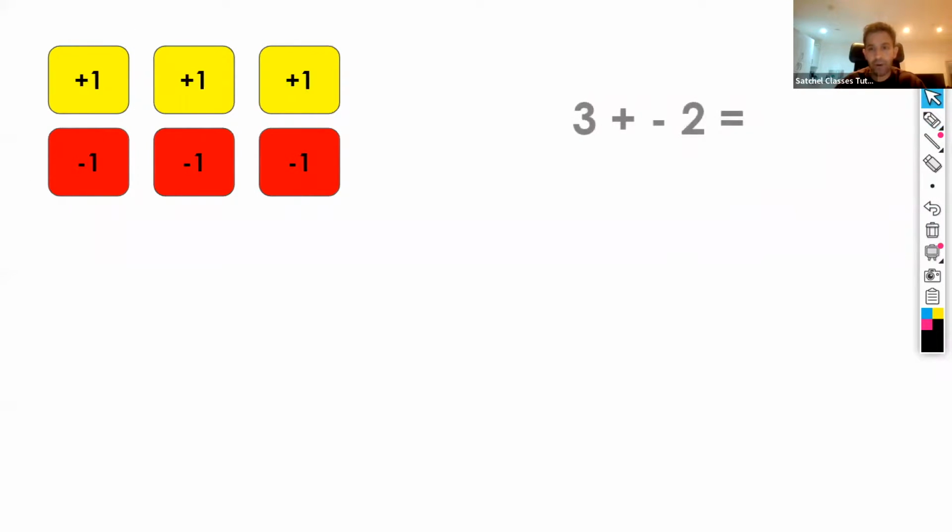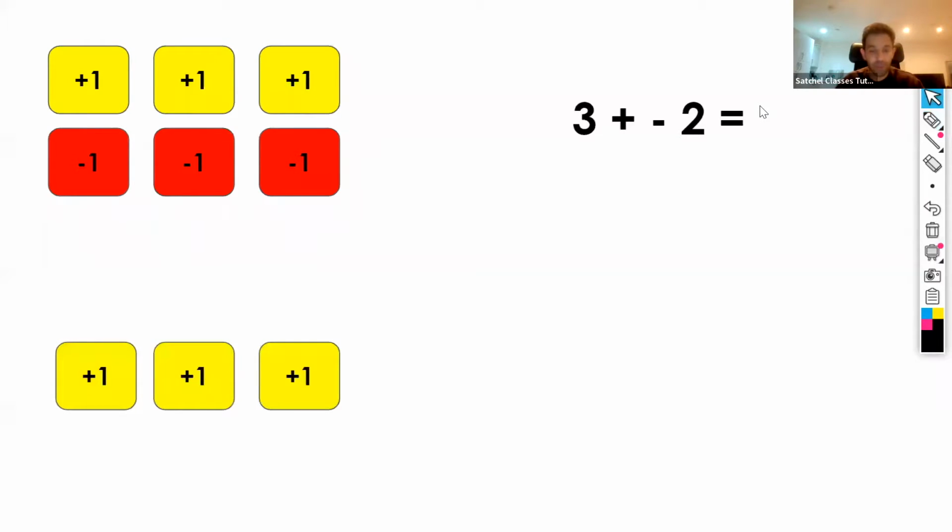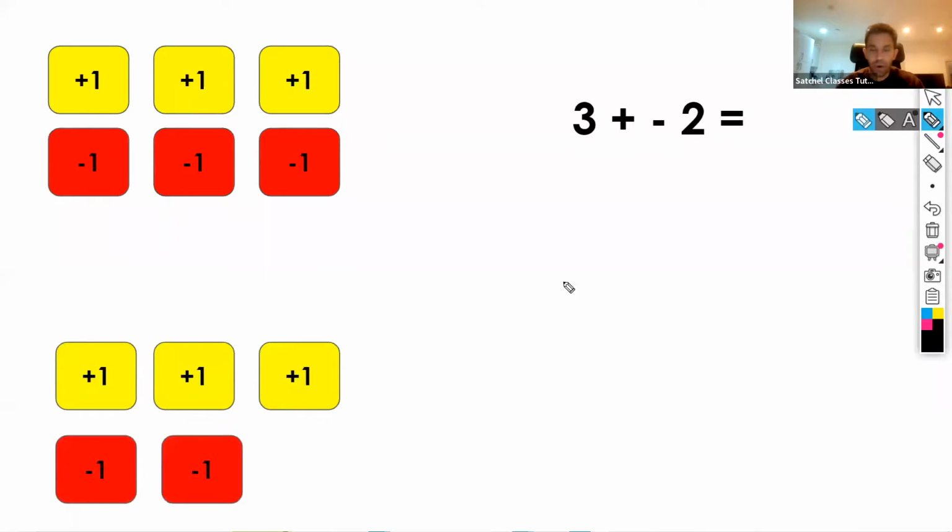Now, let's have a go at this question here. So 3 plus -2. Now, we're going to start with 3. And then what we're going to do is add -2. So we're going to have to add on 2 red blocks here. So I'm starting with 3 and I'm going to add 2 negative ones. Now notice here what happens. So 3 plus -2, what are we going to be left with?